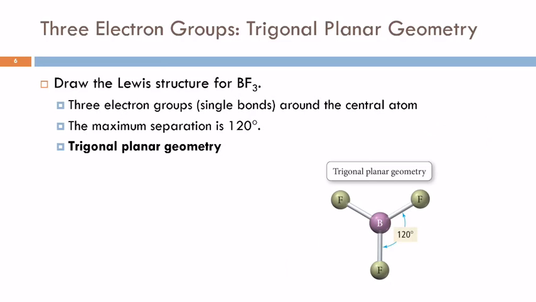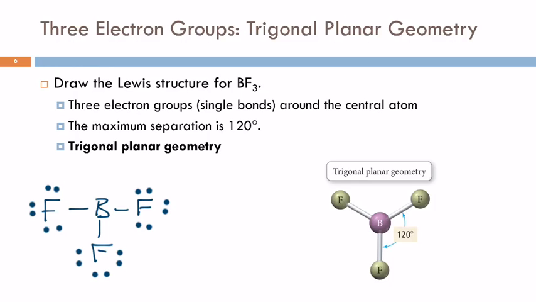Okay. BF3. Well, this is one that we used as an example for incomplete octets. And we drew the Lewis structure like this. And boron had an incomplete octet, but it was okay with that, and all the formal charges were nice and 0. To identify the geometry here, we're going to look at the central atom and ask ourselves, how many electron groups? 3. 3 single bonds.